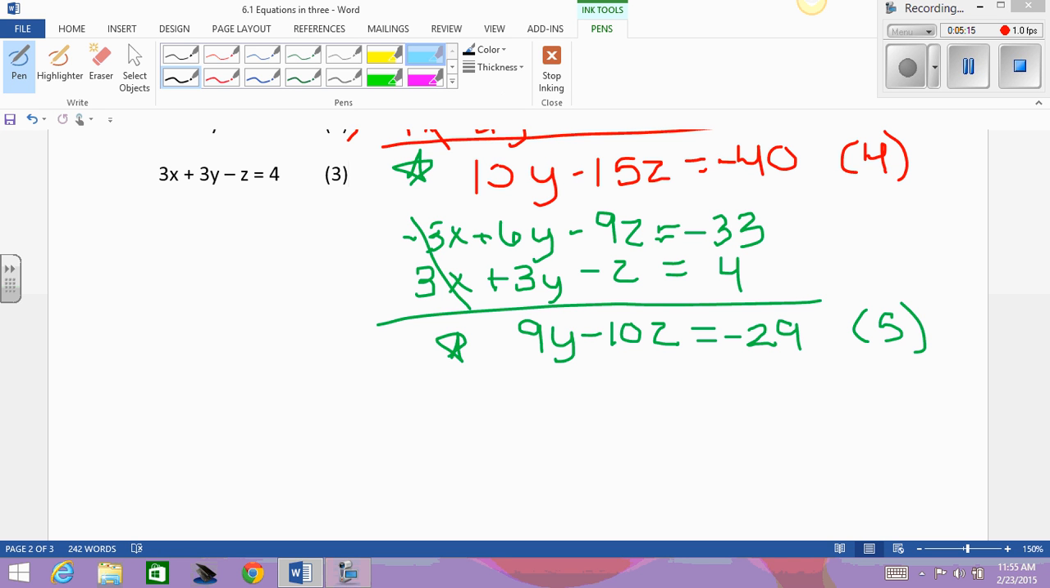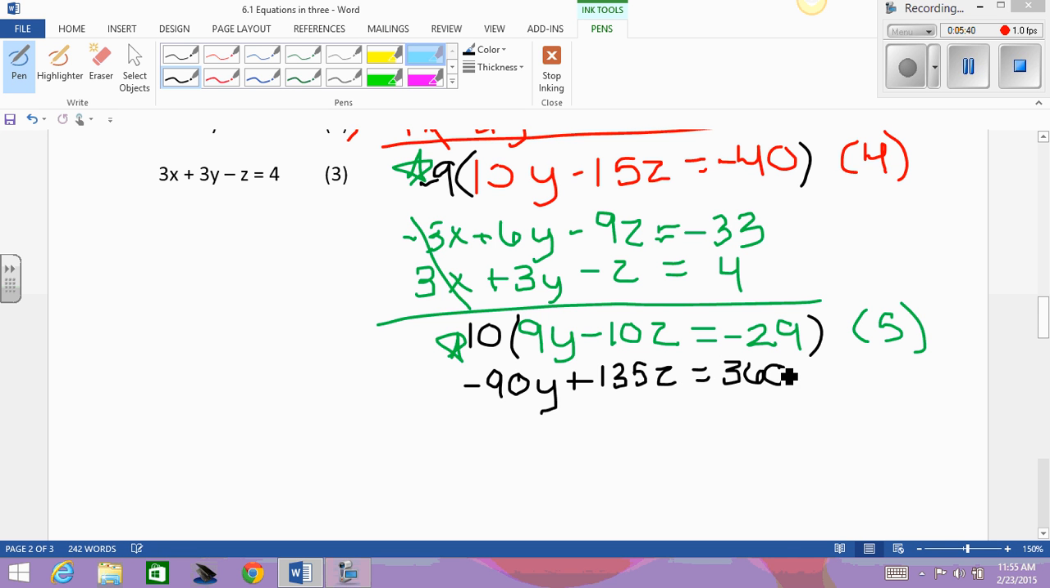So let's focus on eliminating the y. If I want to eliminate the y, let's say we would have to multiply this through by a -9, and then this through by a 10. Right? That would allow for that to eliminate. So that's going to give me -90y plus 135z equals 360. That's my first one, right? My second one here, 90y minus 100z equals -290.